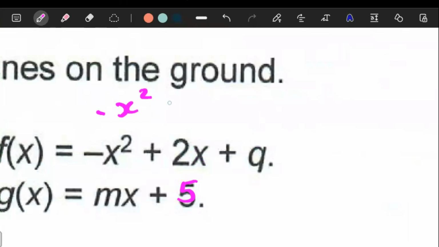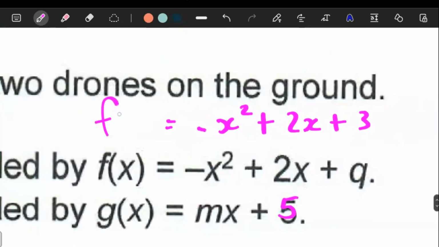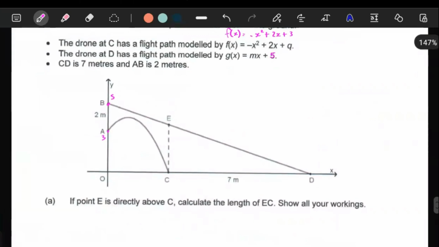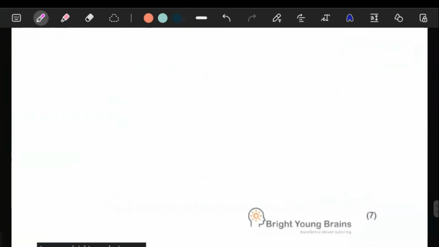You see, so all this information, don't wait to read the questions they're asking you to put this into your diagram, because it's information that you need to be able to pick out when they are talking to you. You see. So let's carry on. Carrying on from here, it says if point E is directly above C, calculate the length of EC. Show all workings. Let's check.